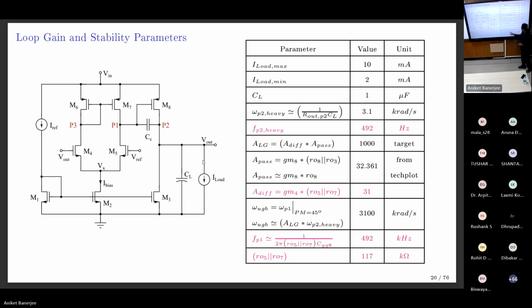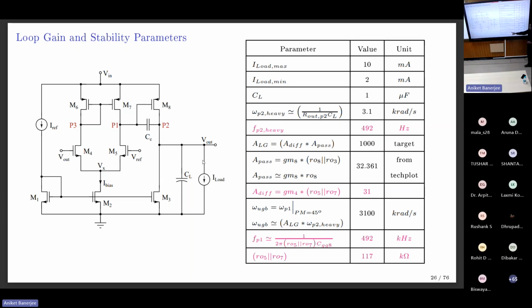Then it comes to the third, non-dominant pole location. The non-dominant pole location is 1 by 2 pi, RO diff into CGG8. Why CGG8? By the time the dominant pole comes, this stage becomes inactive. There is no Miller multiplication, the gain of this stage becomes less than 1, and the total cap at this point is only CGS plus CGD, which is nothing but CGG8.